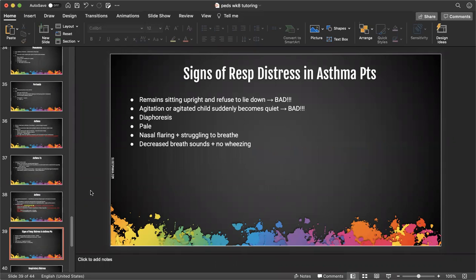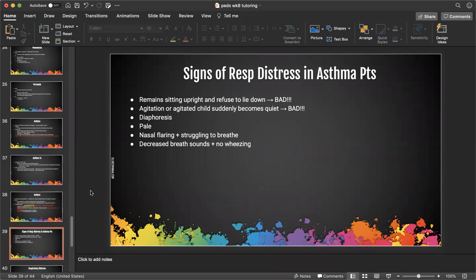So now we're going to get into signs of respiratory distress in asthma patients. If they remain sitting upright and refuse to lie down, that's bad. If they're agitated, or if an agitated child suddenly becomes really quiet, that's also really bad. Those are the two main things for respiratory distress in asthma patients. If they're sitting upright and don't want to lie down, that means they can't get any air when they're lying down, and that's not good.